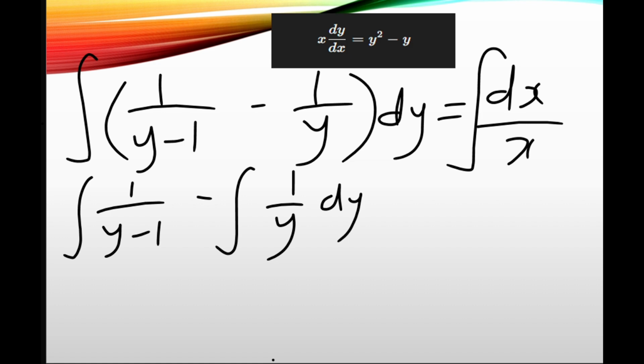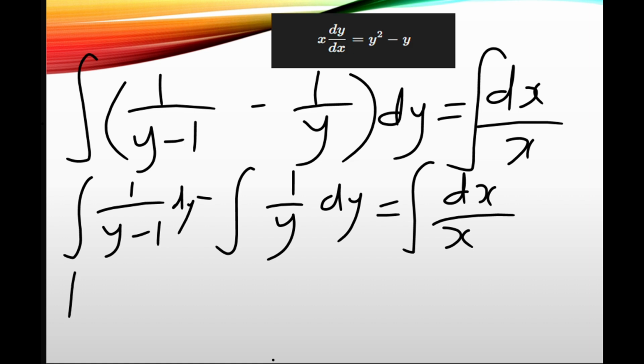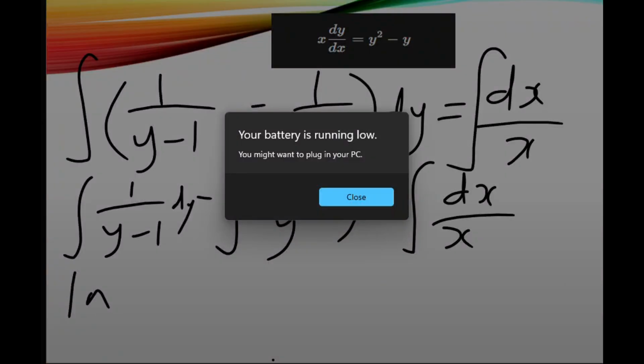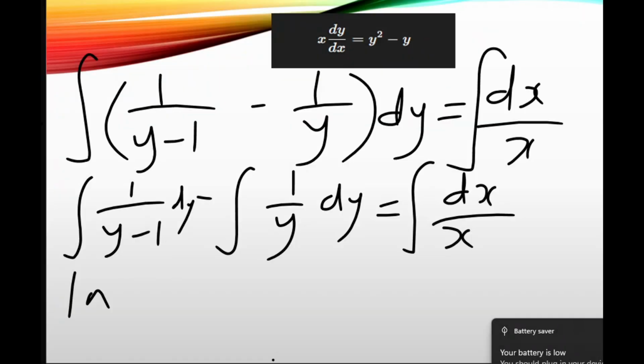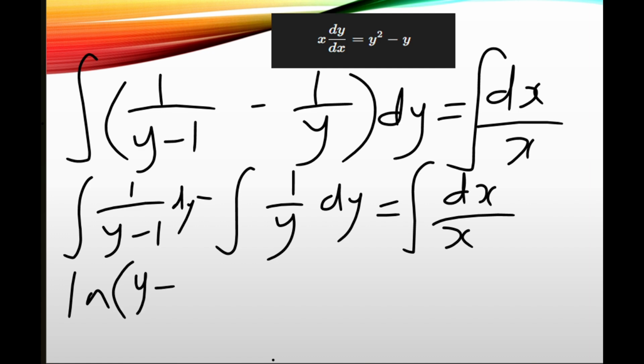Then let's write the dy there too. Yes, it is equal to the integral of dx over x. I said in our previous class that whenever you have 1 over y minus 1, it's going to give us ln of y minus 1. If you have 1 over x dx and you integrate, you are going to get ln of x. So let's do that.